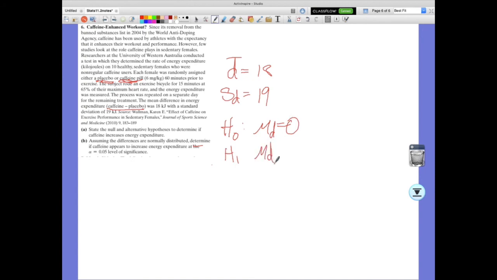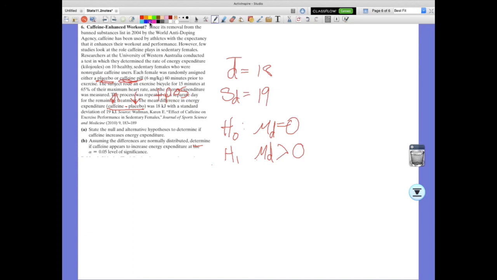Our alternative is going to be our mean difference in relation to 0. So you want to think about that for a second. What do we want our mean difference to be? If caffeine gives more energy and placebo shows less energy, this would be a higher number, this would be a lower number. A high number minus a low number is going to give us a positive, right? If it gives us a positive number, our mu, the mean of our difference, should be greater than 0. Again, a little tricky. You've got to practice it a couple times to get used to it. So that's our part A.